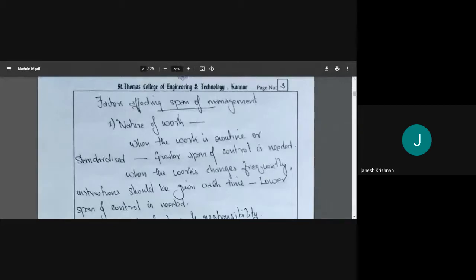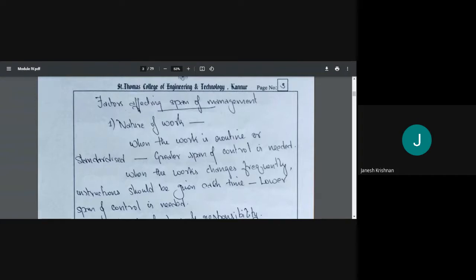frequently, when decisions are to be made on a daily basis, when the work might change every single day? Then one person cannot oversee many people, because so many decisions are to be made. So at that time, we should have a smaller span of control. That means fewer people can be overseen.